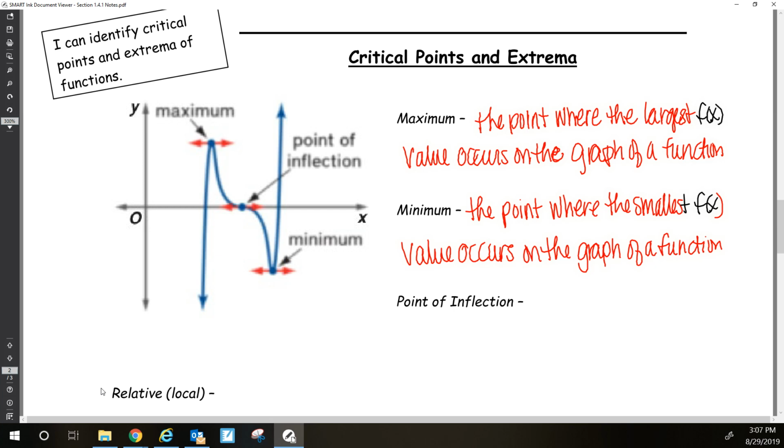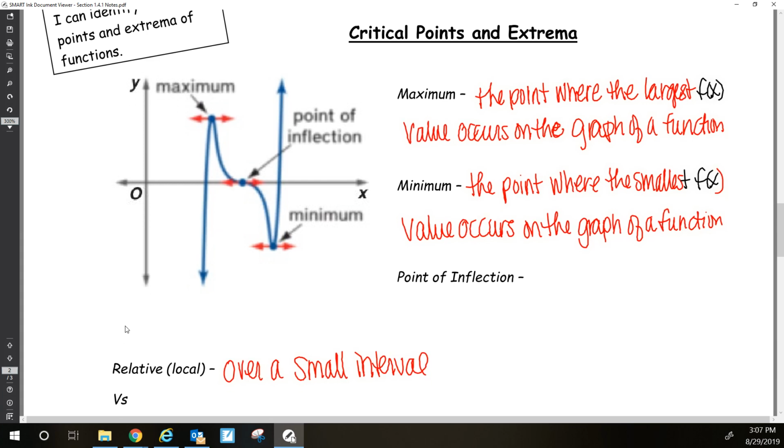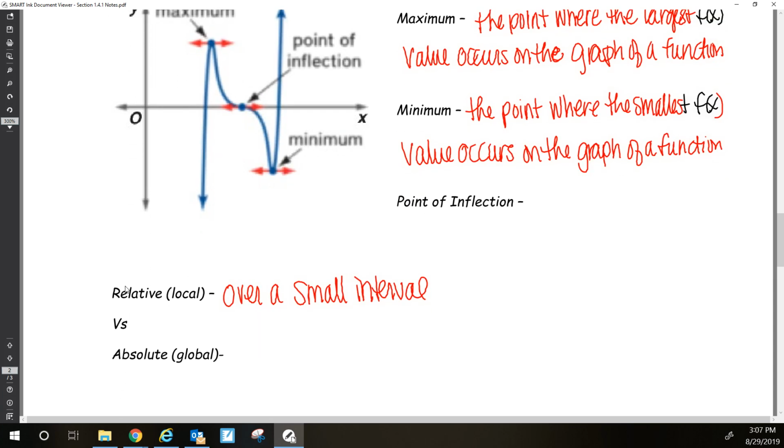So relative just means over a small interval, or even over a big interval, but not over the entire function. So absolute or global max or minimum is over the entire domain.